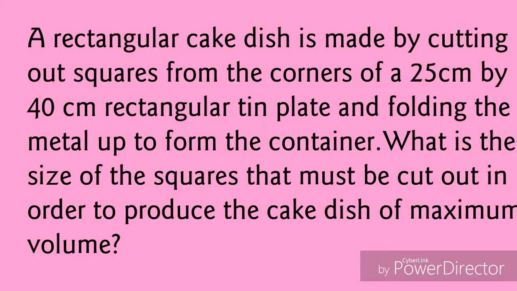So the problem goes: a rectangular cake dish is made by cutting out squares from the corners of a 25 cm by 40 cm rectangular tin plate and folding the metal to form the container. What is the size of the squares that must be cut out in order to produce the cake dish of a maximum volume?